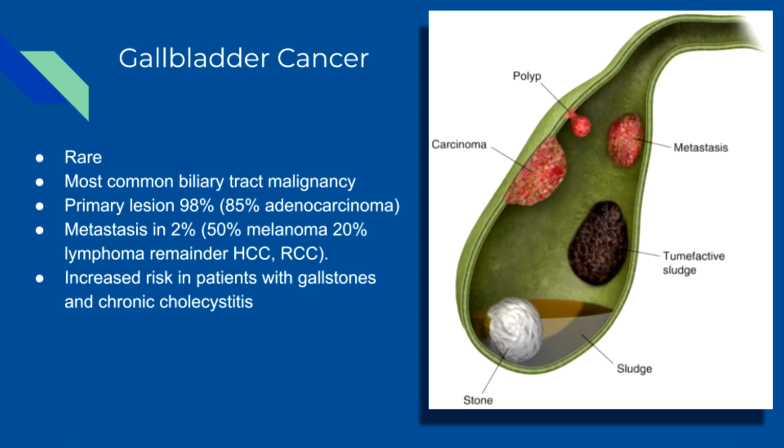All right, on to gallbladder cancer. Gallbladder carcinoma is the most common biliary tract malignancy, but it is relatively rare overall. They present as primary lesions in 98% of the cases, with 85% of those lesions being adenocarcinomas, and as metastasis in the other 2%, 50% from melanoma, 20% from lymphoma, and the remainder from hepatocellular and renal cell carcinomas.